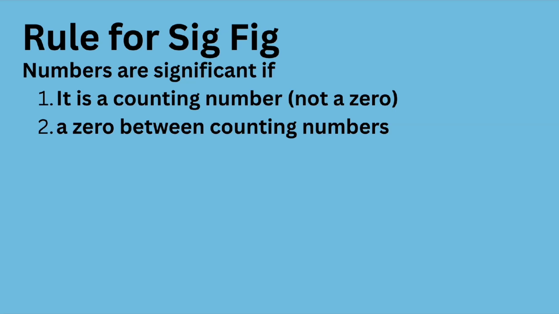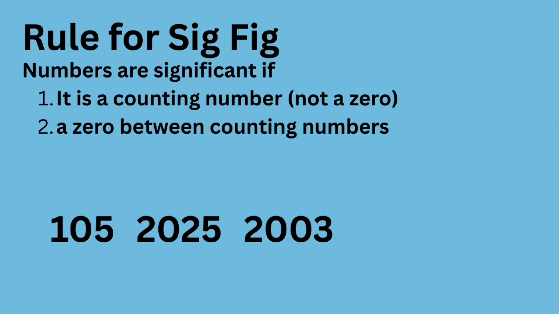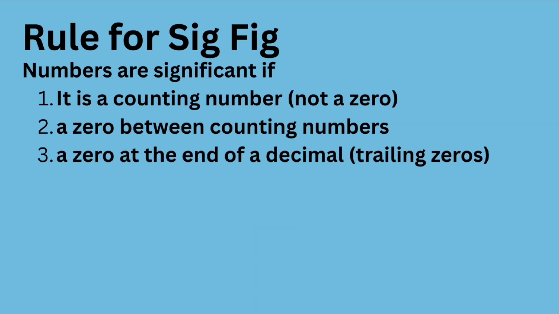Next up, you have zeros in between counting numbers. So if a zero falls in between counting numbers, whether you have 1 zero or 2 zeros in between counting numbers, those zeros are always going to be significant. You have clear examples here: 105, 2025, 2003. All of those zeros in between the counting numbers are significant.